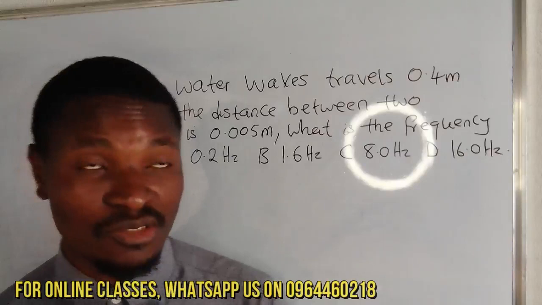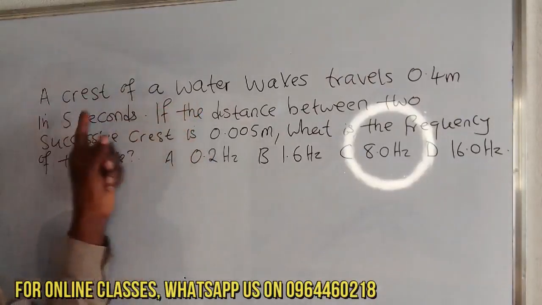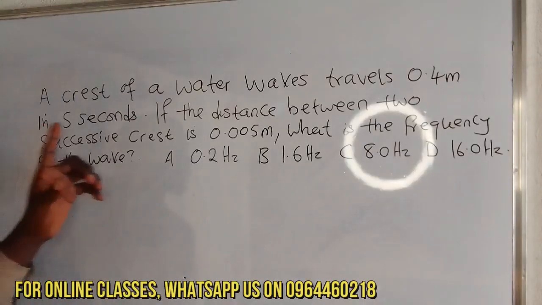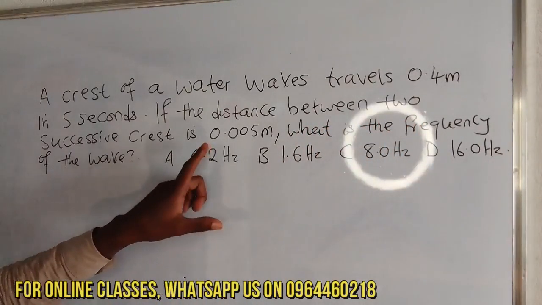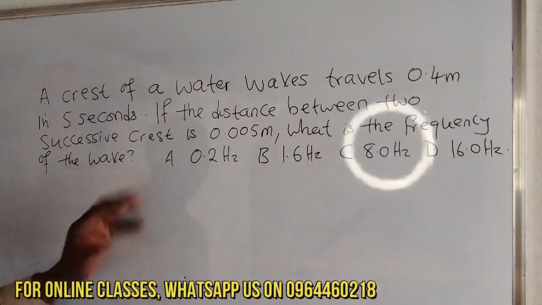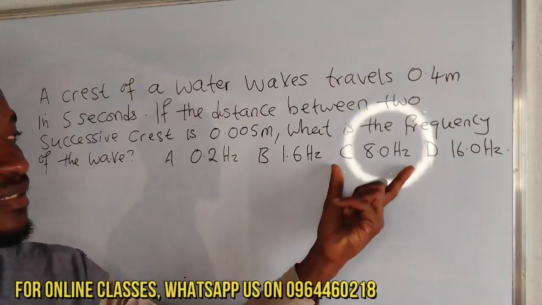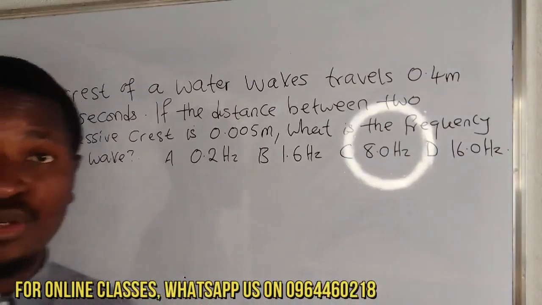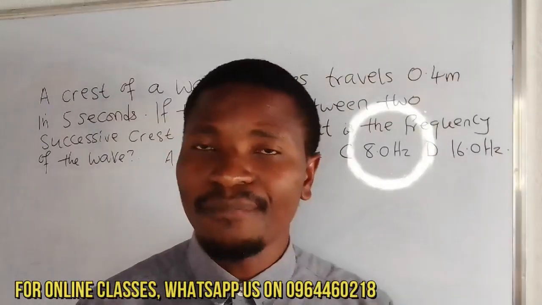So let's now dive into the question. Okay. So now the question says, a crest of a water wave travels 0.4 meters in 5 seconds. If the distance between two successive crests is 0.005, what is the frequency of the wave? Is it A, 0.2, B, 1.6, C, 8.0 Hz, or D, 16.0 Hz?